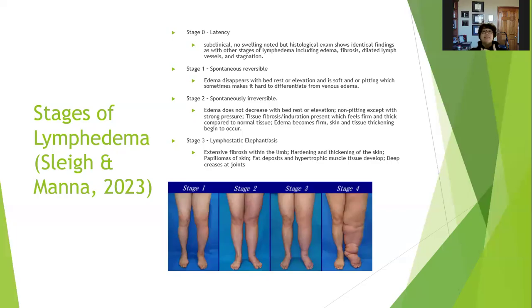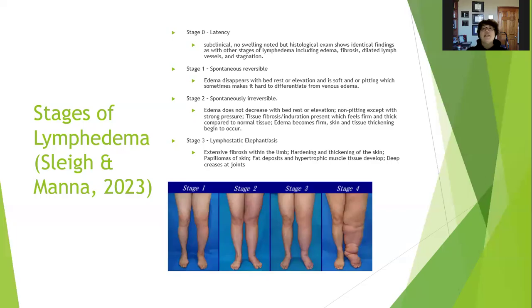The edema does not decrease with bed rest or elevation. It's non-pitting except with strong pressure. And there is tissue fibrosis or induration present, where the skin feels firm and thick compared to normal tissue. And the edema becomes firm and the skin and tissue thickening begin to occur.